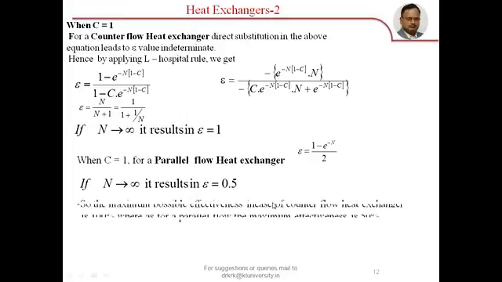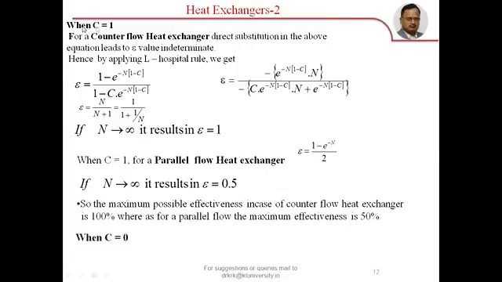See here. Therefore, the maximum possible effectiveness in case of counterflow heat exchanger is 100%. Whereas for a parallel flow, the maximum effectiveness is only 50%. So that is the reason why almost all heat exchangers are designed for counterflow arrangement, where there is more possibility for the cold fluid to absorb the heat, or hot fluid which can be subjected to maximum temperature drop.